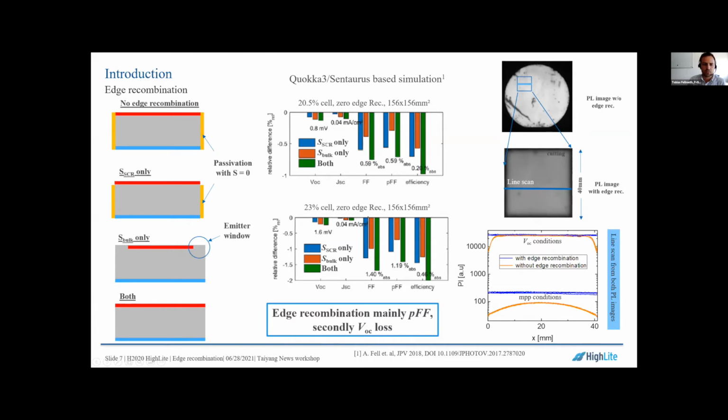By switching on, for example, the space charge region recombination only, you see basically, this is the blue bars, it is basically a fill factor loss, and this comes due to a pseudo fill factor loss. And you see here also that VOC and short circuit current are hardly affected. And then by switching off the space charge region and switching on the bulk recombination, so having now the emitter window case, you also see basically a pseudo fill factor loss.